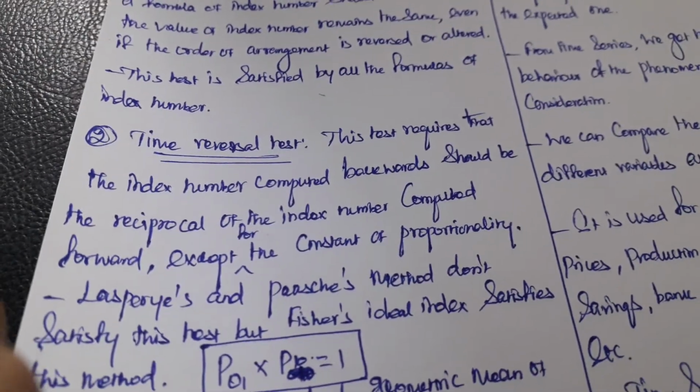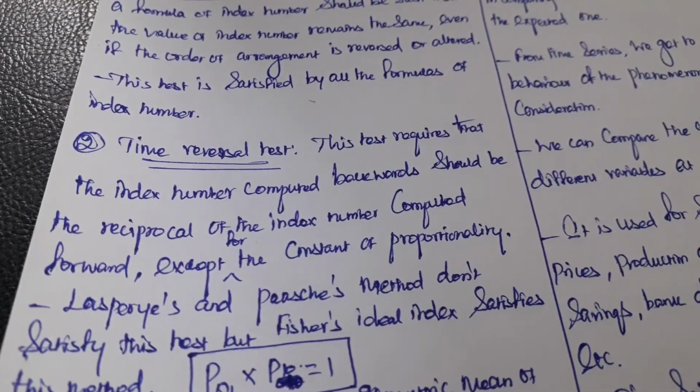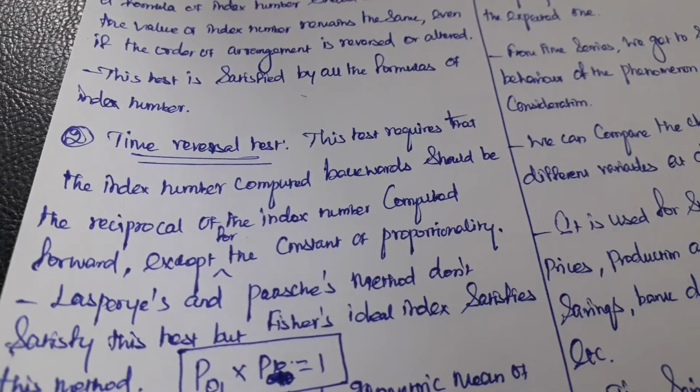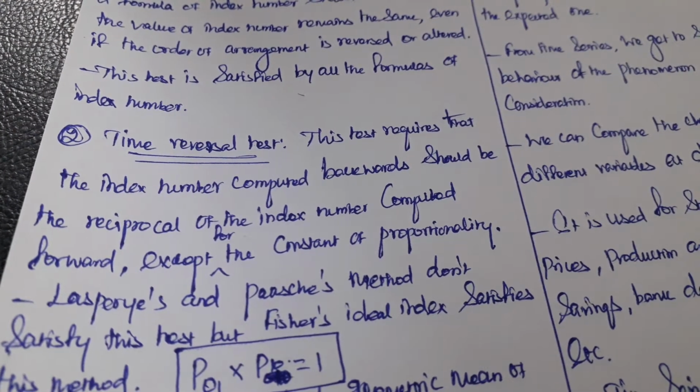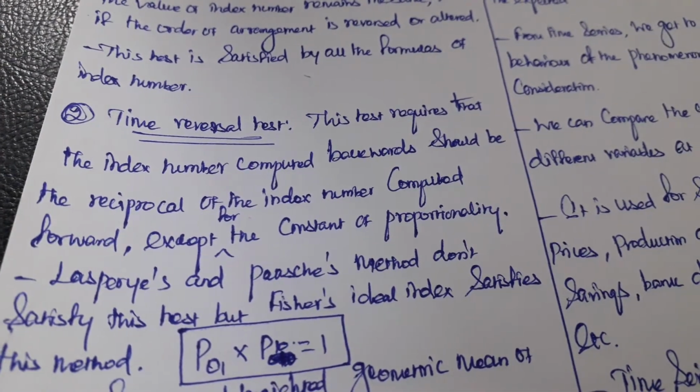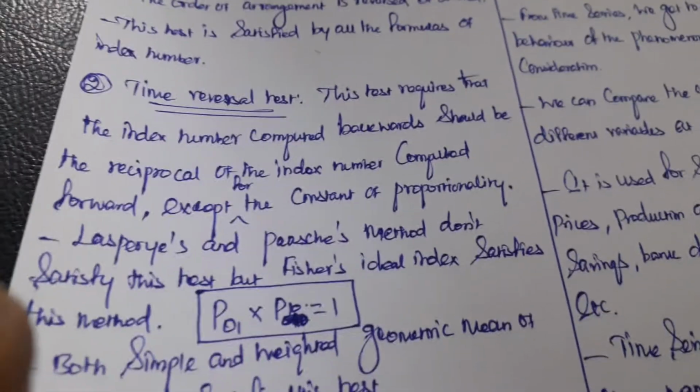The next test is the time reversal test. This test requires that the index number computed backwards should be the reciprocal of the index number computed forward, except for the constant of proportionality.